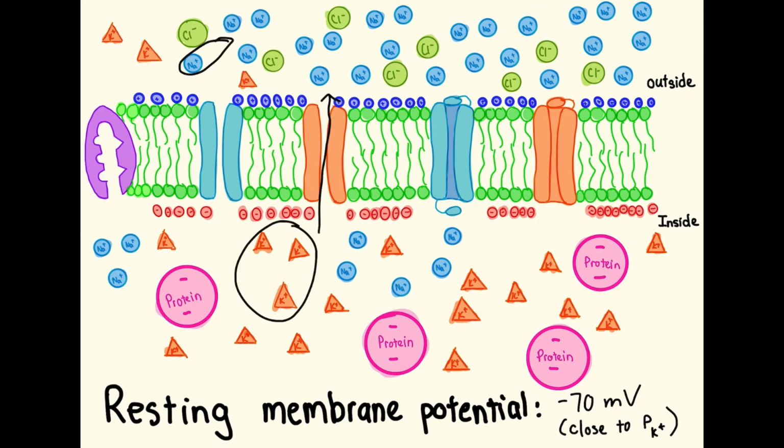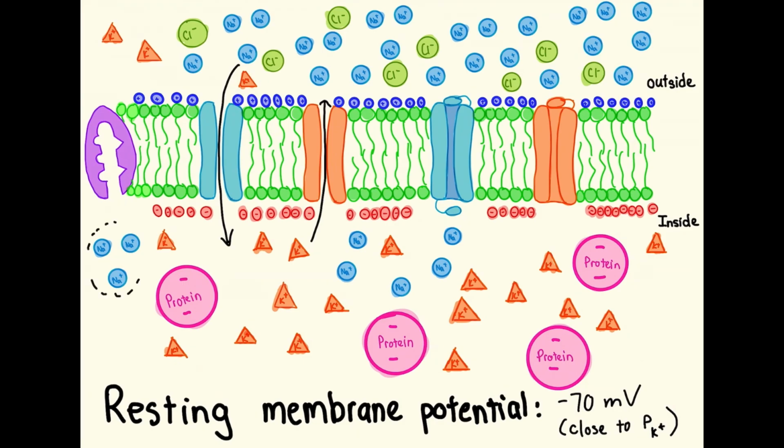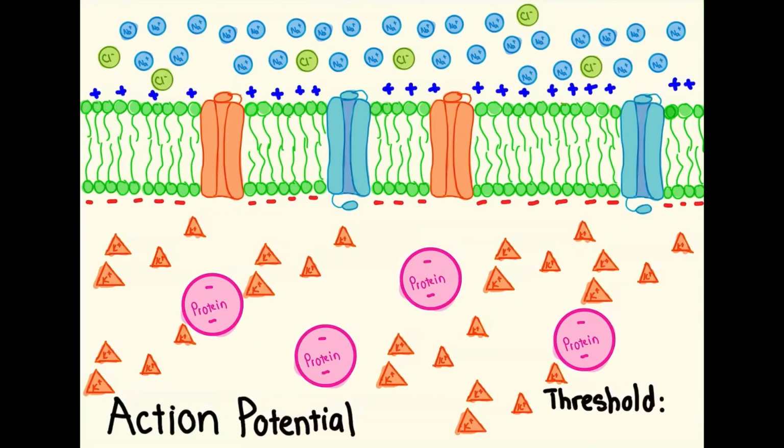Leak channels allow for both sodium and potassium to cross in and out of the membrane, and the sodium-potassium pump reestablishes the resting membrane potential by actively transporting 3 sodium outside of the cell for every 2 potassium inside of the cell against their electrochemical gradients. The threshold to fire an action potential in a neuron is around negative 55 millivolts.